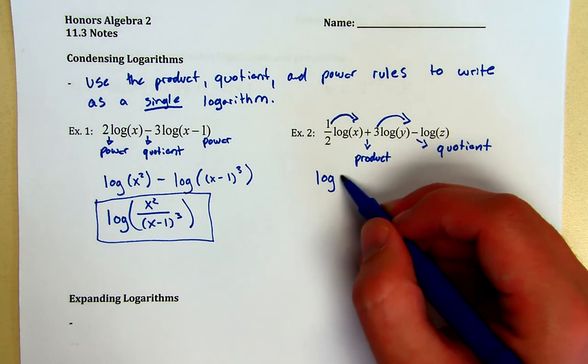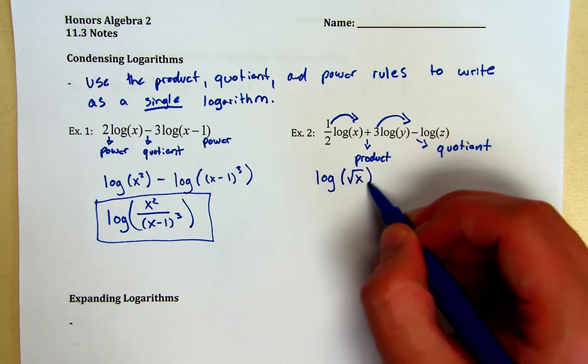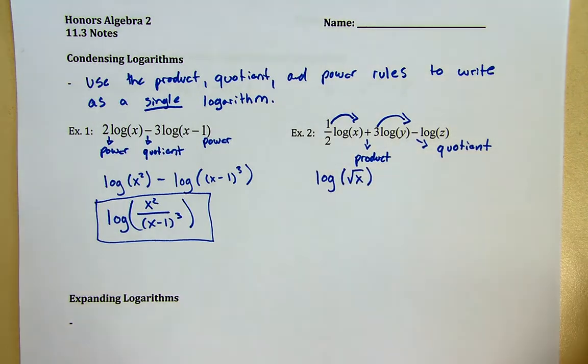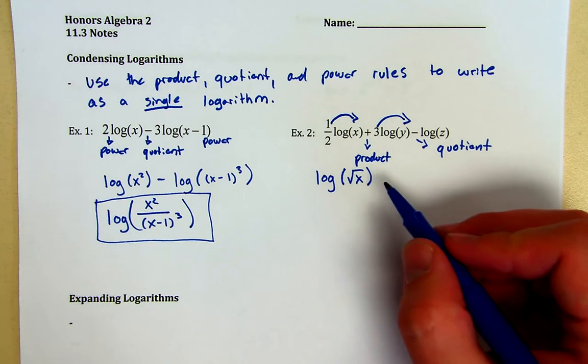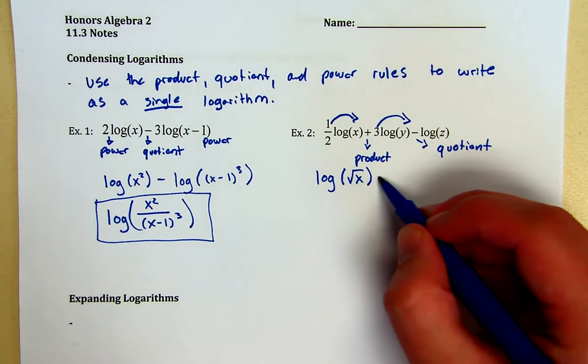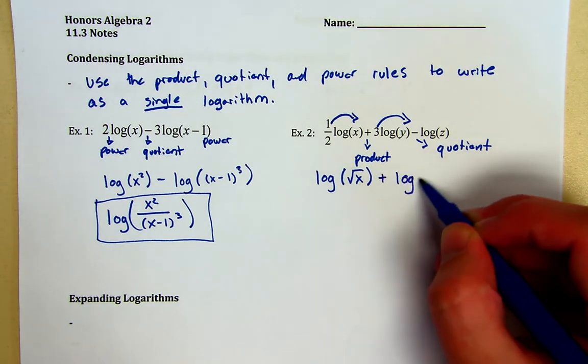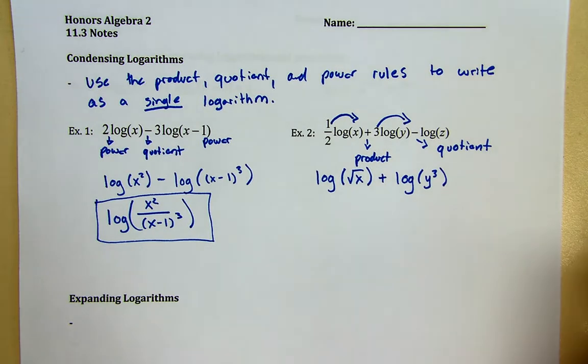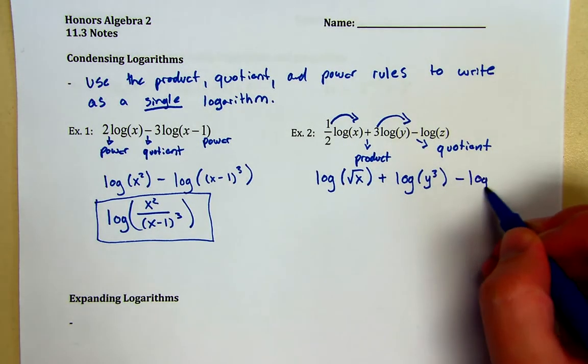Now, whenever I have x to the 1/2, I tend to write it as the square root of x because it's cleaner and easier to write. If you write 1/2, that's not incorrect, it's fine. Plus log of y to the 3rd, minus, nothing going on with log of z.